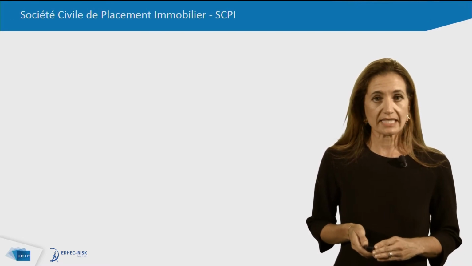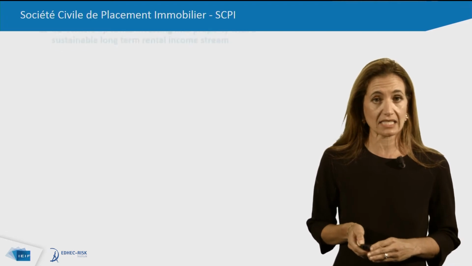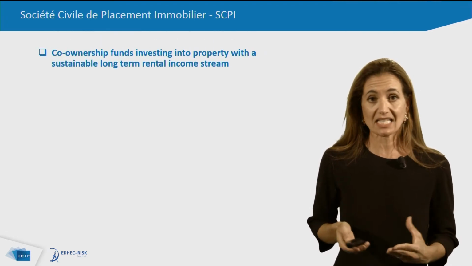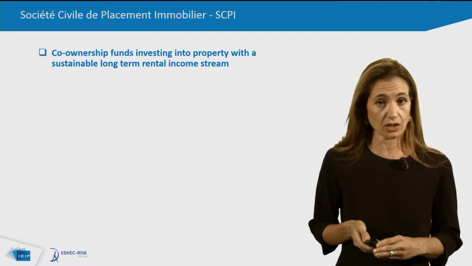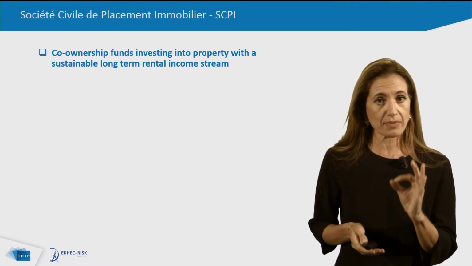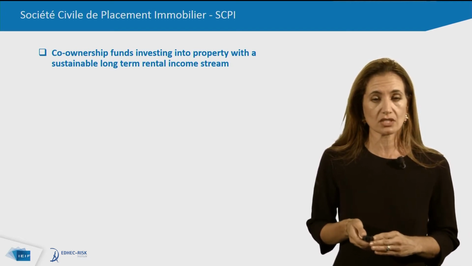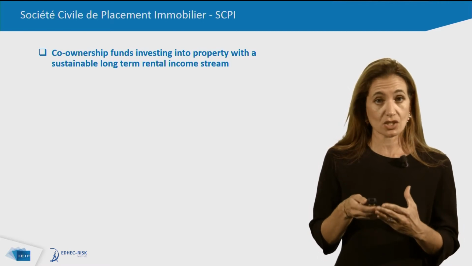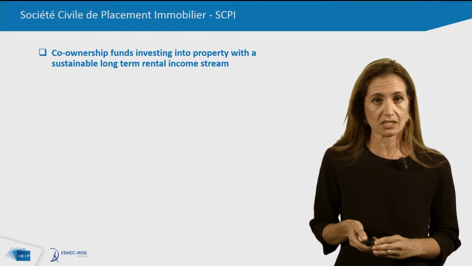Our sample is made of unlisted vehicles called SCPI. So what does SCPI stand for? Actually, they are unlisted vehicles with very specific objectives. The objective of these unlisted funds is to provide a sustainable rental income stream over a long-term horizon.